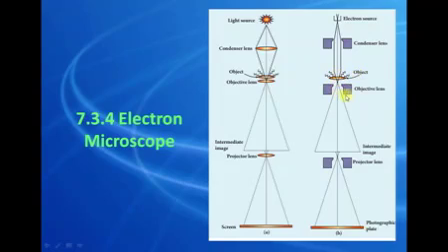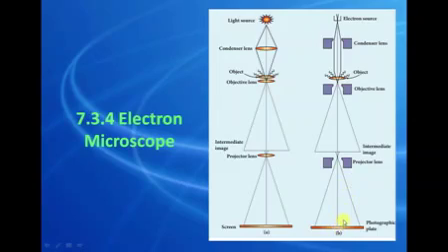Then it passes through the objective lens, the magnetic objective lens. Then it forms the intermediate image. This intermediate image again passes through the magnetic projector lens. Finally it is recorded on the photographic plate. On the photographic plate we get an enlarged and highly magnified image, which is similar to the object.